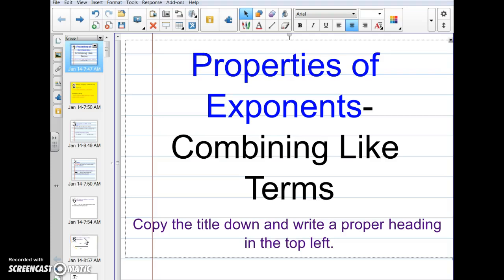Today's lesson is about properties of exponents combining like terms. Now, this is actually a review from last semester. We've already done this before on a smaller scale. Now you're going to have to be able to do it while remembering the other rules for exponents.